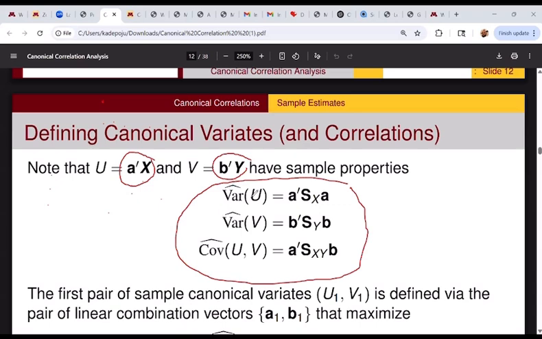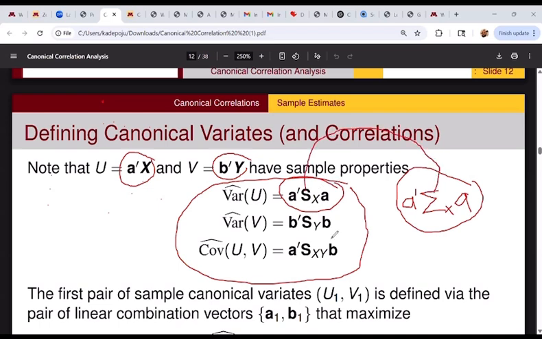You see a cap on the variance of V, and a cap on the covariance. It means we are estimating. In the population, it was this. I showed you the population one the other time; this is the sample. So this is going to replace that, and the same thing is applicable to all of this.